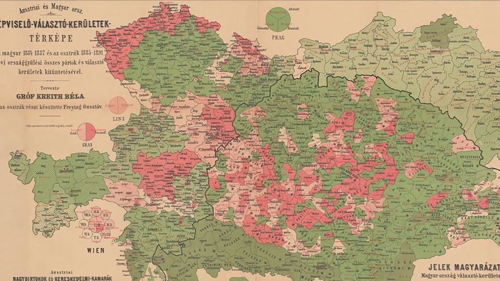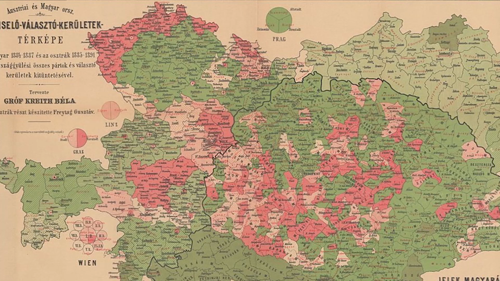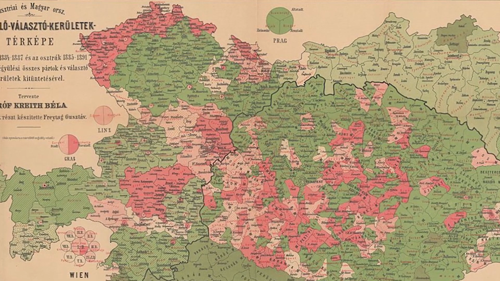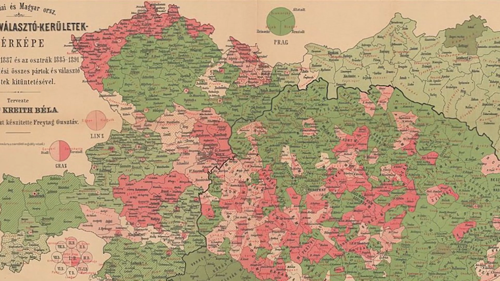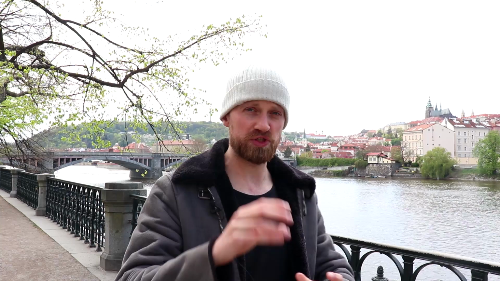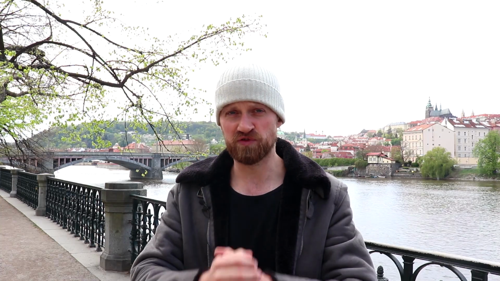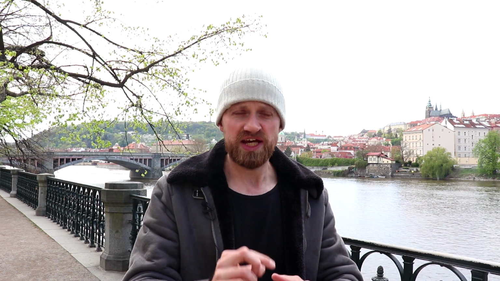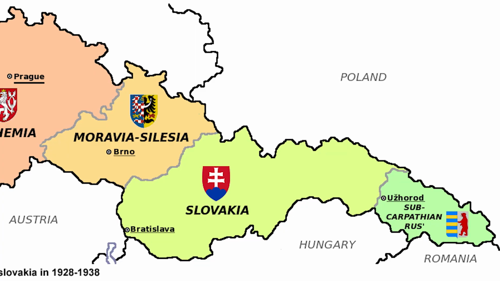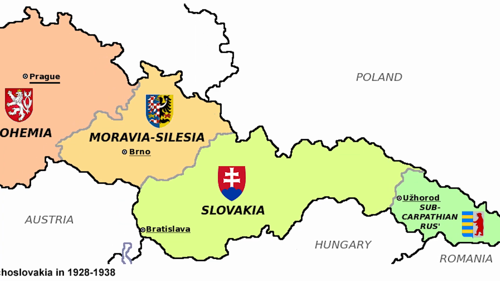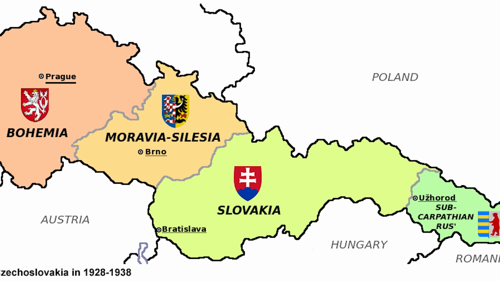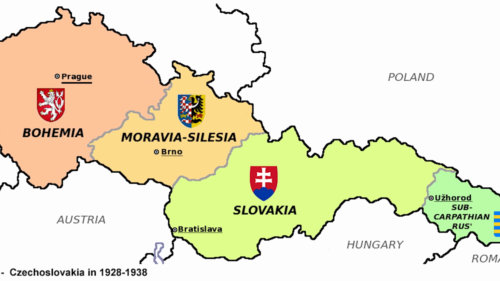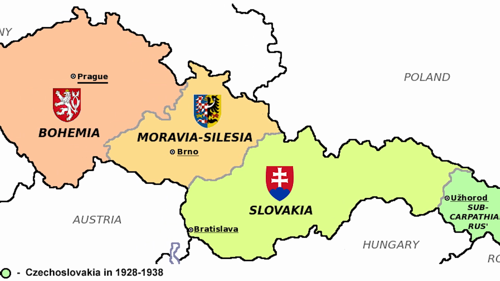What is today known as the Czech Republic, or Czechia, was back in the day part of the Austro-Hungarian Empire, which crumbled towards the end of the First World War. And then in October 1918, the Czechoslovak National Council declared Czechoslovakia independent from the Austro-Hungarian Empire. It was supported by the Allies.